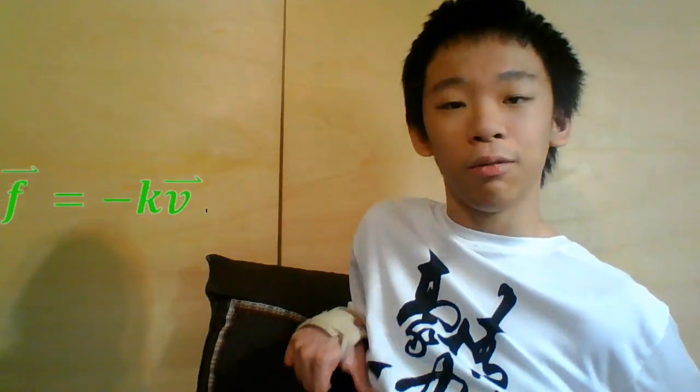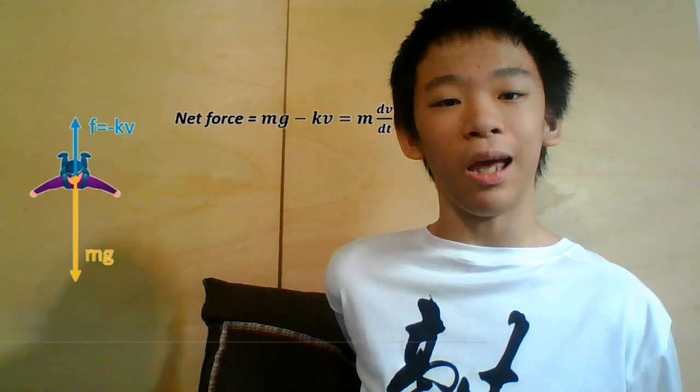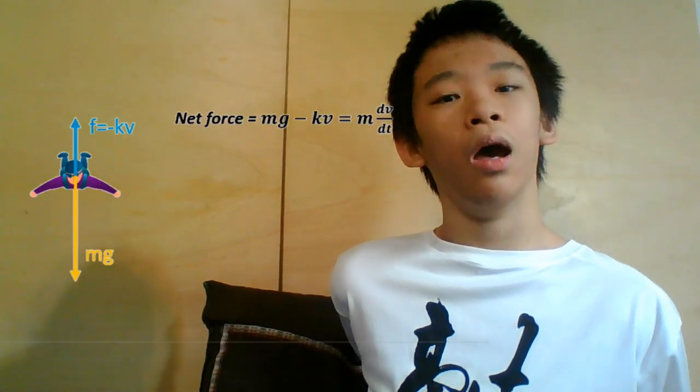In most cases, the amount of air friction will be proportional to the speed of the object and facing the opposite direction. We can model this with the equation F equals negative kv. Well, through force analysis, we can see that gravity is pushing him down while the air friction is pulling up. The net force on him is going to be mg minus kv, assuming that down is the positive direction.